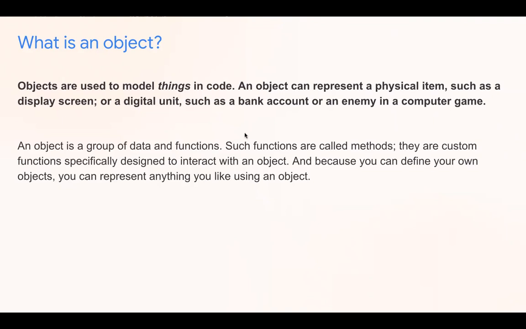Other examples can be some physical items like a display screen, or digital units like a bank account or an enemy in computer games. So it's a nice example. Some characters in computer games, we can use some models and change a little bit their appearance, so it will be more personalized. And an object is a group of data and functions. So it means it can have both data and functions. We will cover the data and functions a little bit later.